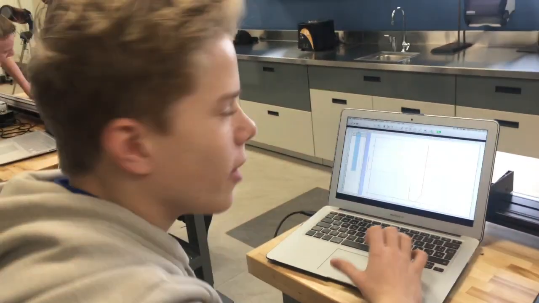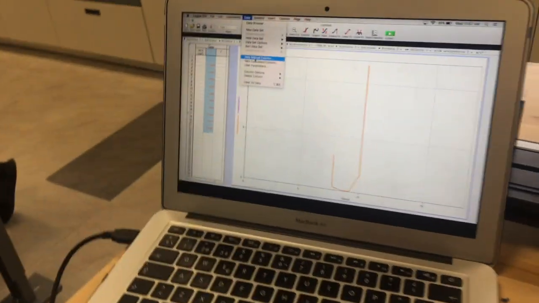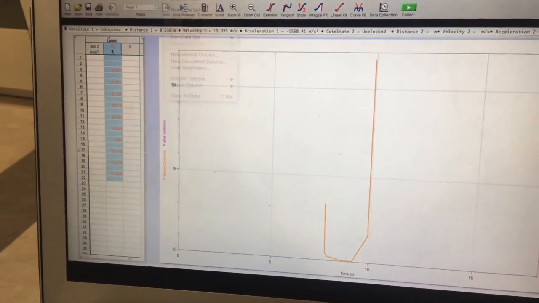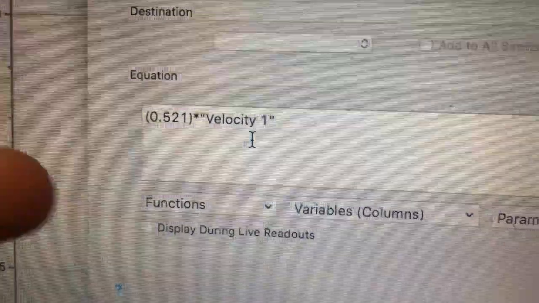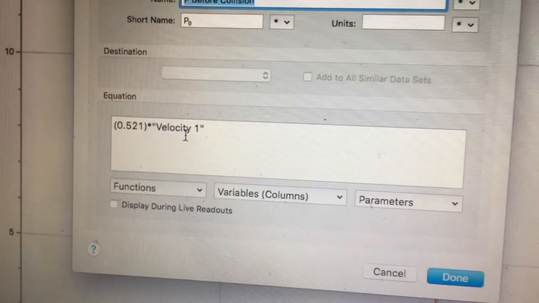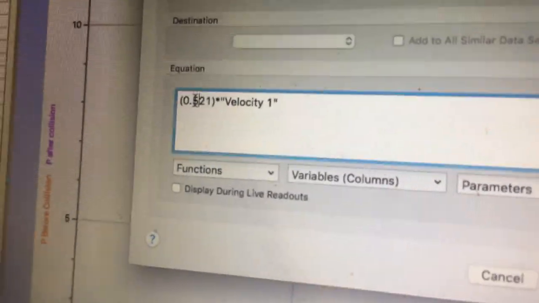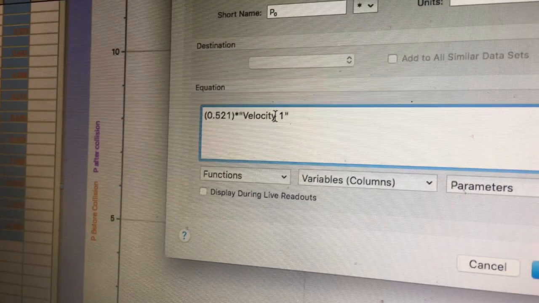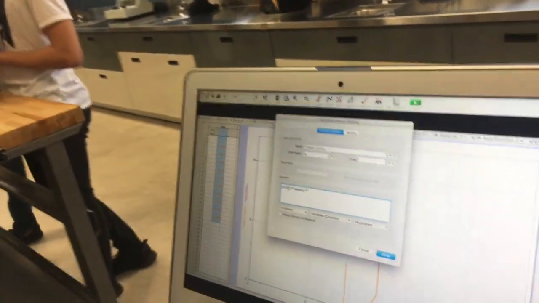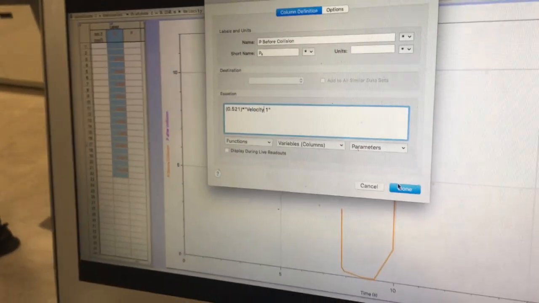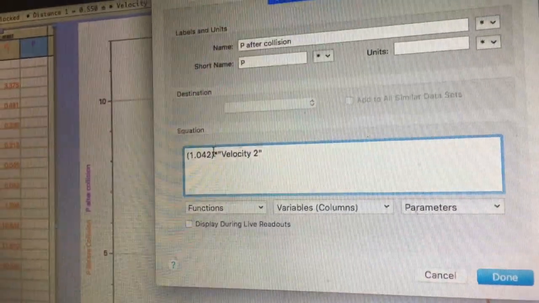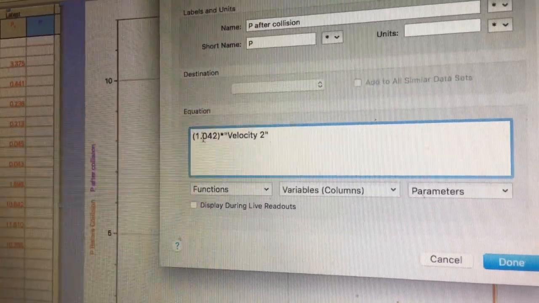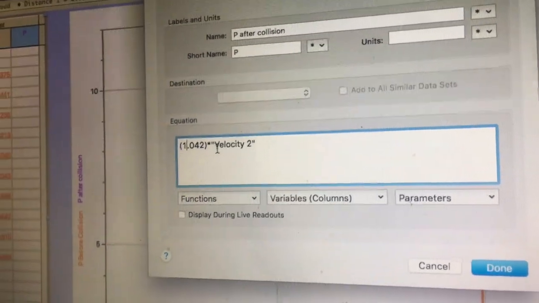So I have already created the calculated columns, but if you wanted to make one, you could go to data and press new calculated column. For the initial momentum, usually you would have the momentum of both carts, but since one cart is at 0, you'd only have the mass of the cart times the velocity. The mass of the cart that's moving is 0.521 kilos. So that's your first calculated column. Then for your final momentum, since they stick together, you add both masses, which would then be 1.042 kilos, and you multiply that by the velocity.